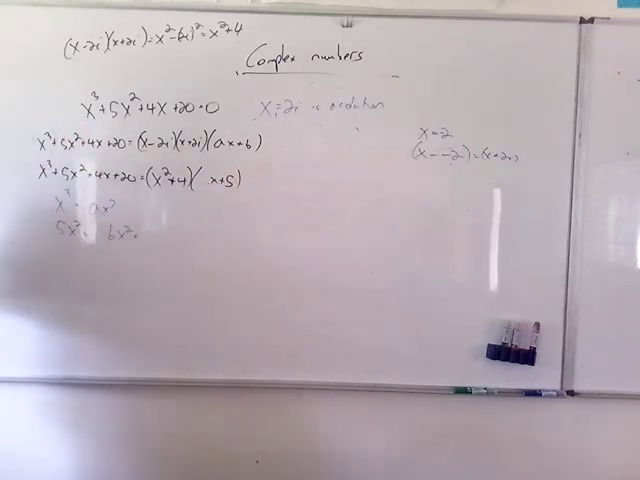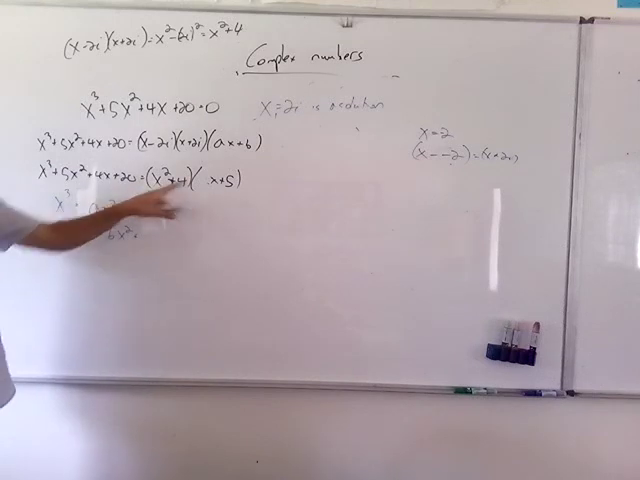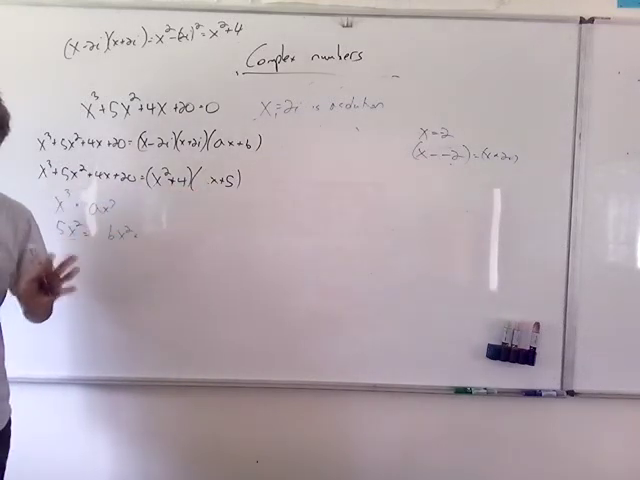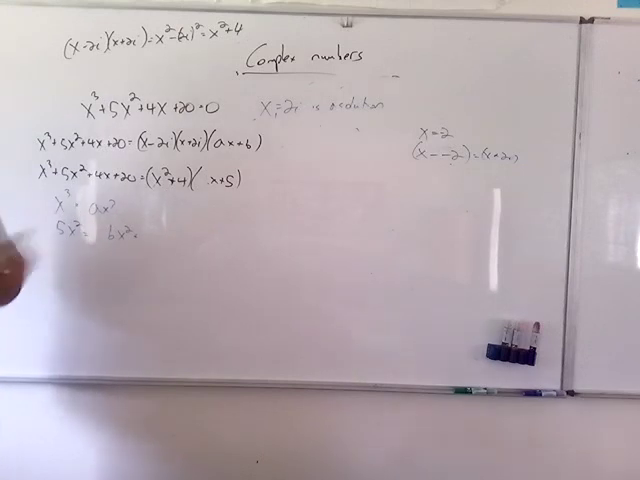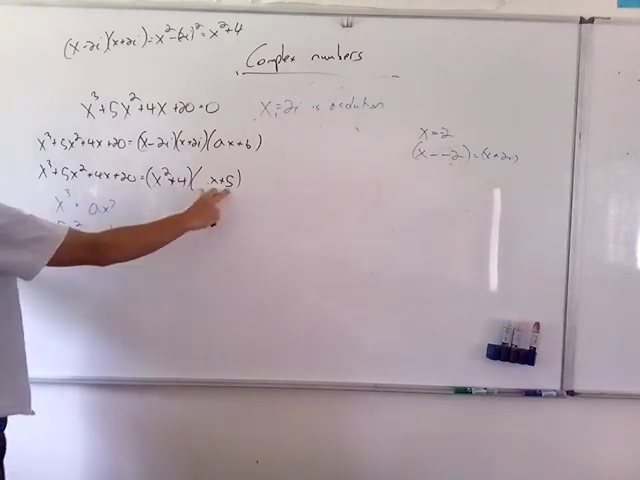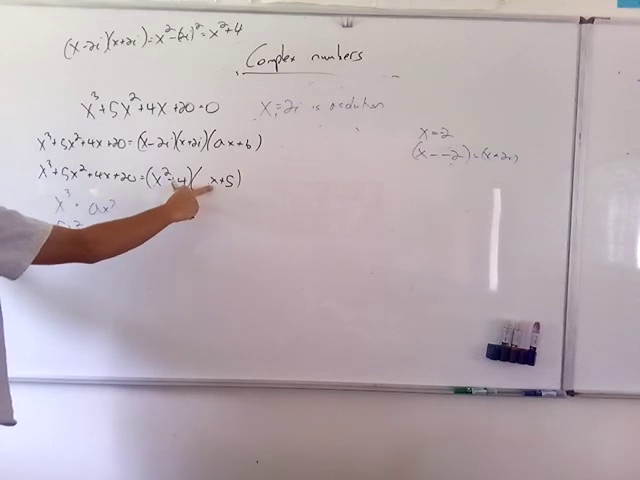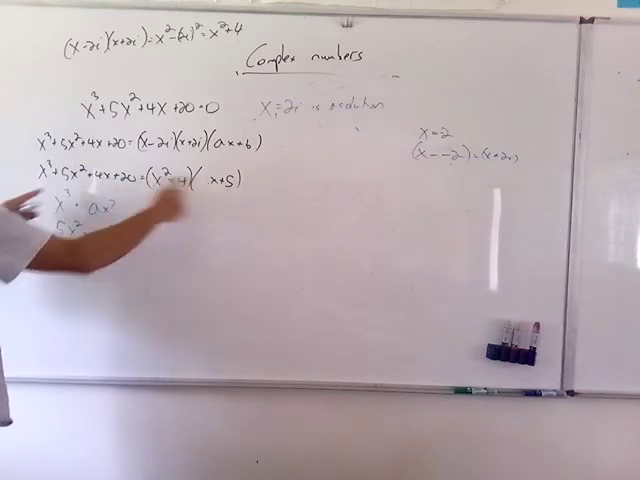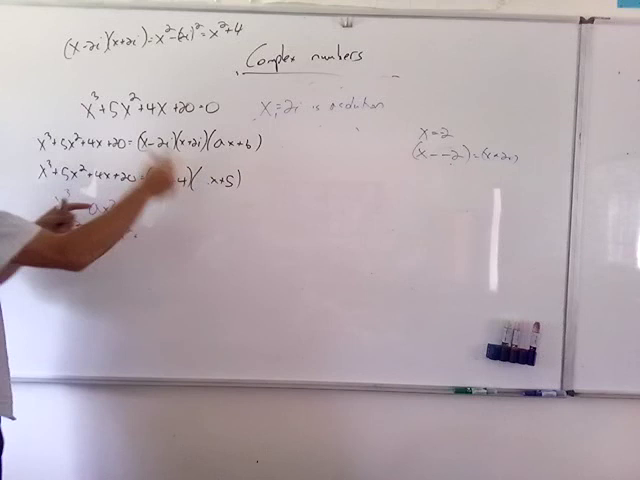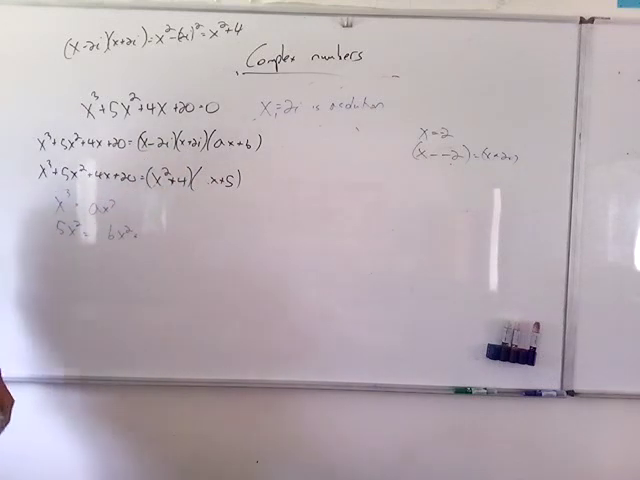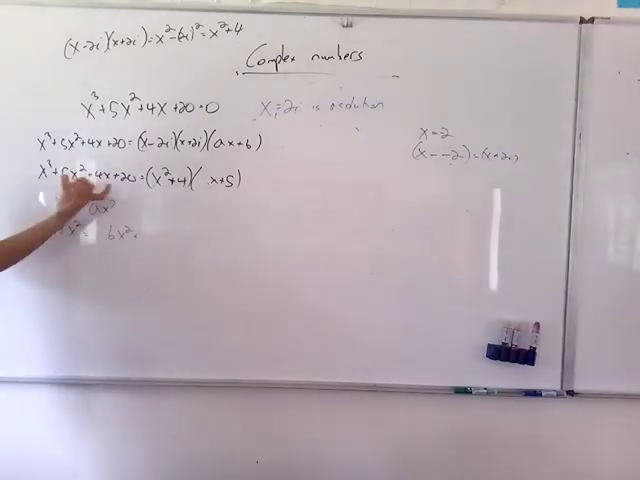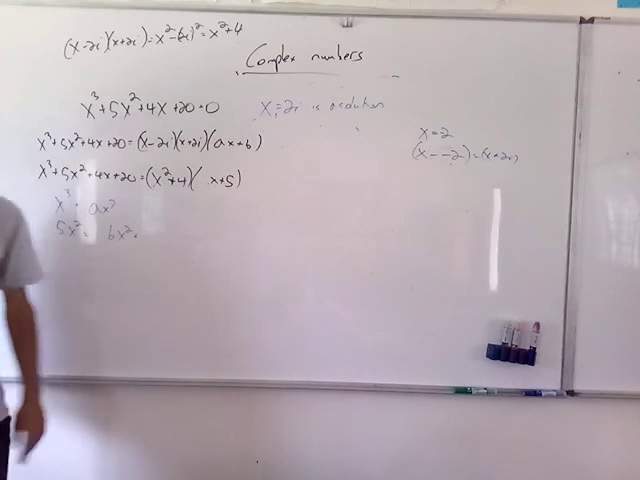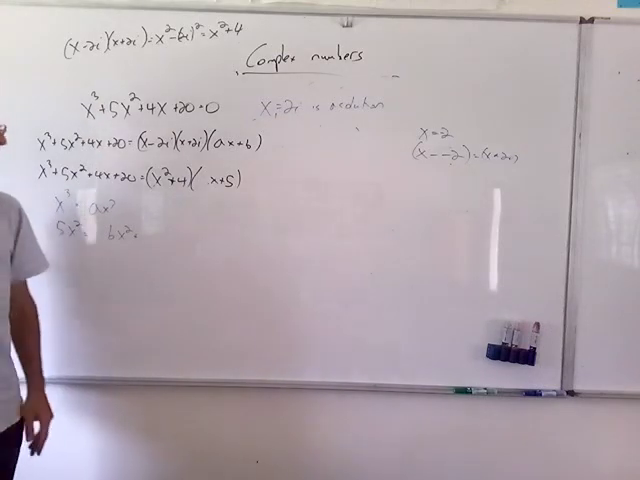Now, let's just check that the rest works. x squared times x is x cubed. 4 times 5 is 20. And 4x times 1 gives 4x, and 5x squared matches 5x squared. That's it. It's quite cool anyway.